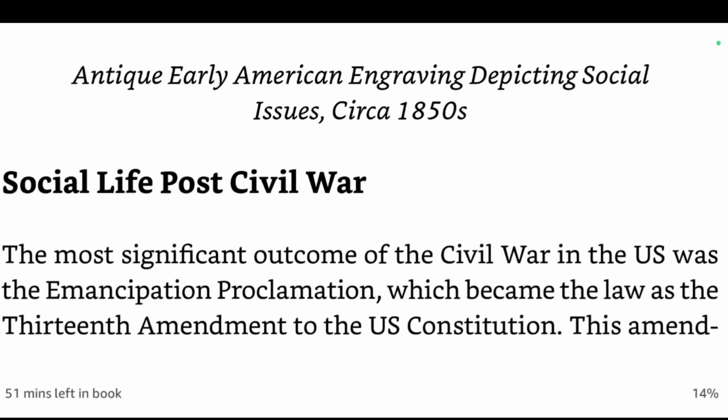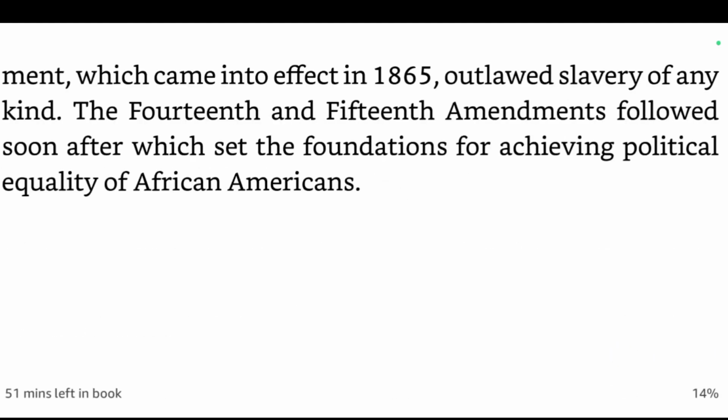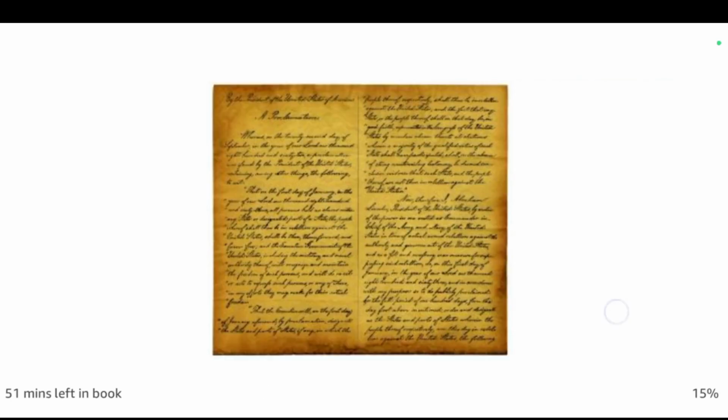Social life post-Civil War. The most significant outcome of the Civil War in the United States was the Emancipation Proclamation, which became the law as the 13th Amendment to the US Constitution. This amendment, which came into effect in 1865, outlawed slavery of any kind. The 14th and 15th Amendments followed soon after, which set the foundation for achieving political equality of African Americans.